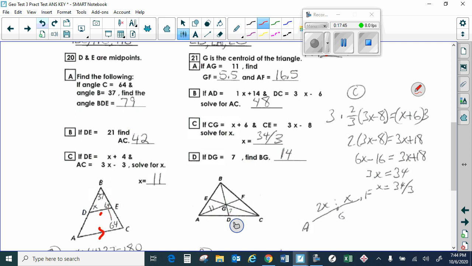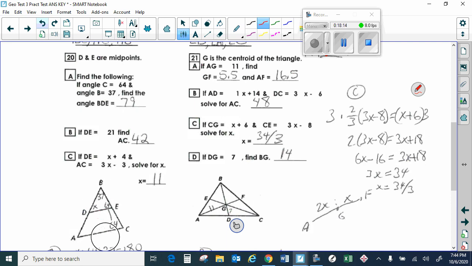Okay, angle B is 37. Well, once I put this 37 here, now I have the triangle sum theorem, so I can solve for x right there. Find the angle BDE. We know the triangle adds up to 180 degrees. So 37 and 64 is 101. Subtract that from 180 and you get 79. If DE, the mid-segment itself, is 21, then we know this has to be 42. Let's double it, and that's what it asks for.